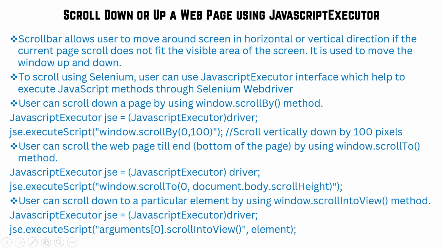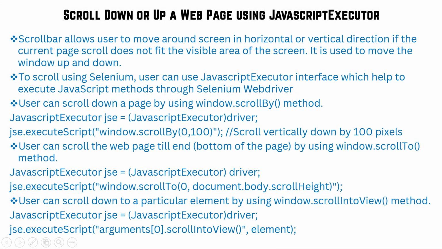Okay, so to scroll using Selenium, the user can use the JavaScript executor interface, which helps to execute JavaScript methods through Selenium WebDriver. The user can scroll down a page by using the window.scrollBy method. Here you can give x and y axis. X axis means horizontally, left to right or right to left. Positive sign means left to right. X axis negative sign means right to left. Whereas y axis positive sign means top to bottom. Negative sign means bottom to top.